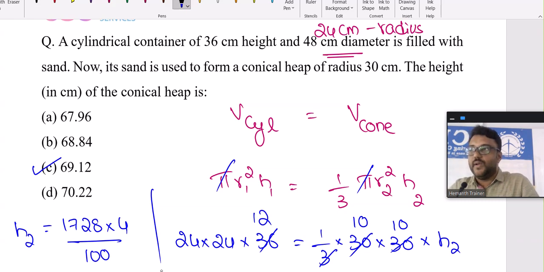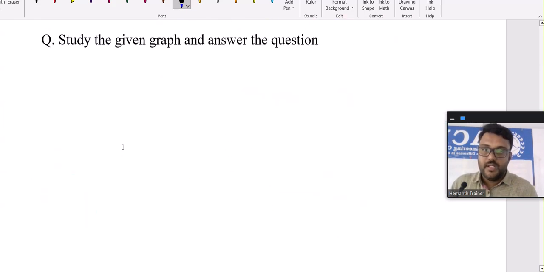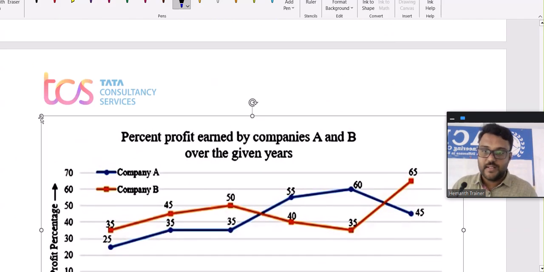Regarding areas and volumes, we already expected two questions in the basic round, and in the advanced round also you can see a question. Next question: study the given graph and answer the questions. Three questions are given related to the same diagram.